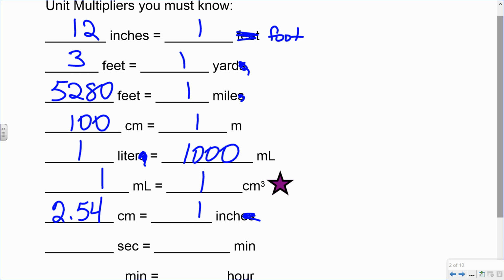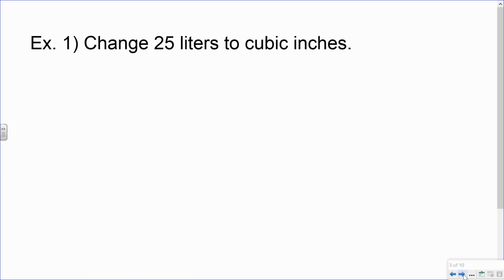And then the last two should be super easy, so everybody shout out seconds and minutes. So everybody good with those? Okay, let's do an example that has that milliliter thing in there on this one.